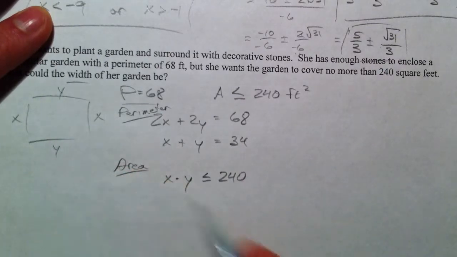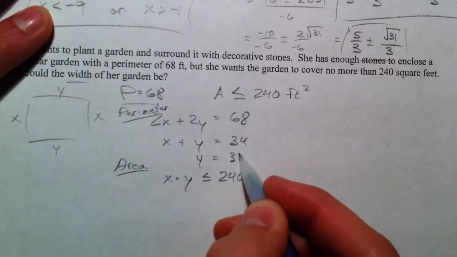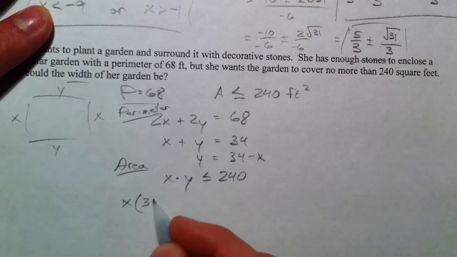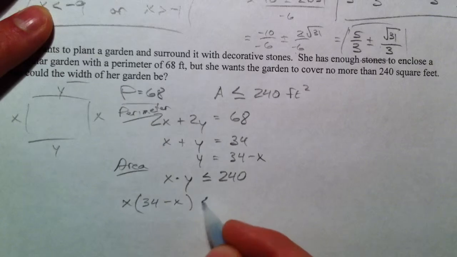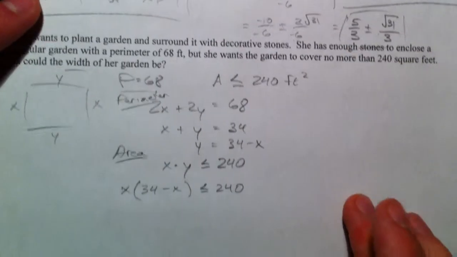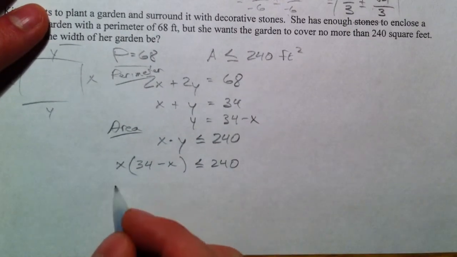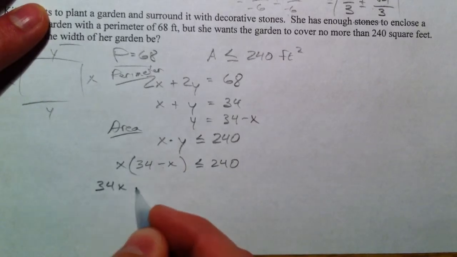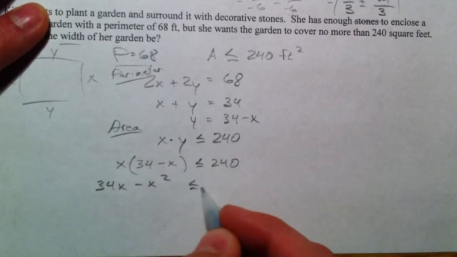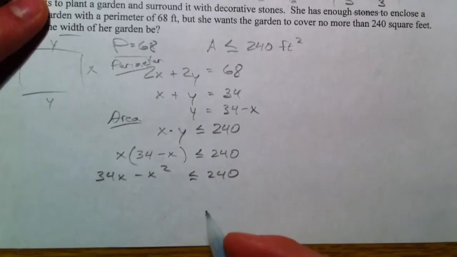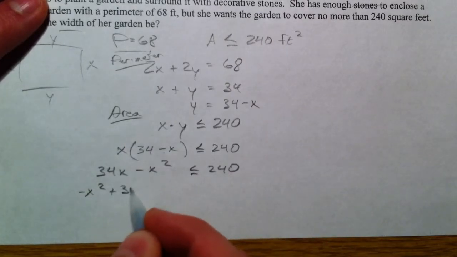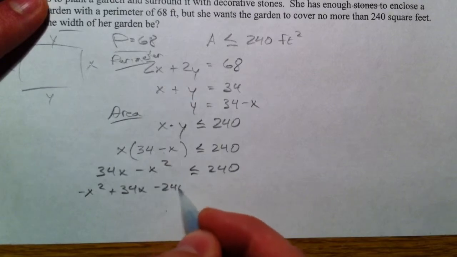If we multiply them together, and we solve for y, y is 34 minus x, I can do a little substitution: x times 34 minus x is less than or equal to 240. After we substitute in for the y, we can multiply this back out: 34x minus x squared less than or equal to 240. And we could move the 240 over. We get negative x squared plus 34x minus 240.